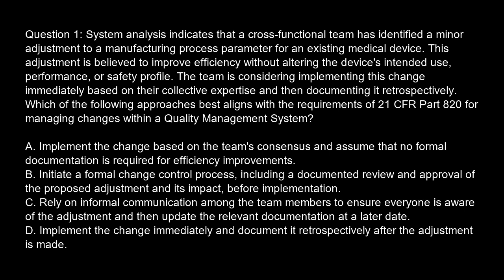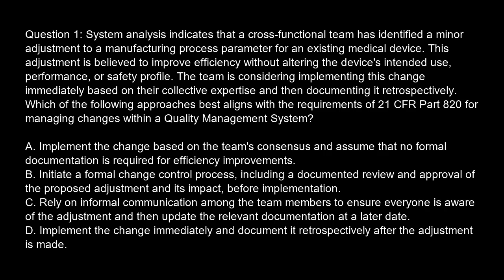Which of the following approaches best aligns with the requirements of 21 CFR Part 820 for managing changes within a quality management system? Option A. Implement the change based on the team's consensus and assume that no formal documentation is required for efficiency improvements. Option B. Initiate a formal change control process, including a documented review and approval of the proposed adjustment and its impact, before implementation. Option C.